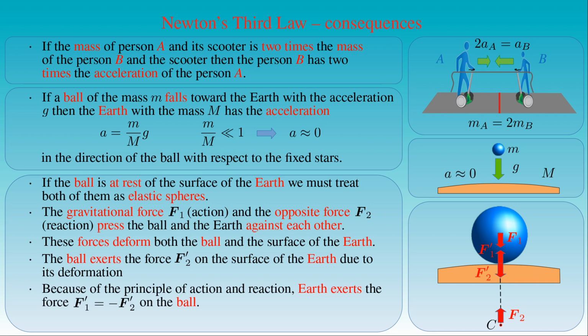Overall, the force F1 plus F1' is exerted on the ball, and the force F2 plus F2' acts on the Earth. Since both the ball and the Earth are at rest, at least with respect to each other, these forces must vanish. That is, F1 plus F1' is equal to 0, and F2 plus F2' is also equal to 0. As a result, the opposite force F1' of the deformation force is equal to minus the gravitational force F1, and the deformation force F2' is equal to minus the force F2, which is equal to the deformation force F1.